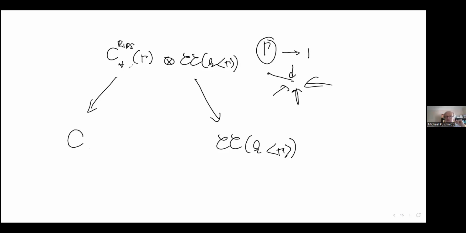But I tensor it with a free complex of free gamma modules, so it becomes equivariantly deformable onto C_* Rips of gamma. So the Rips complex is a deformation retraction of the tilting complex. These retraction deformations, everything is equivariant. So I may pass to coinvariants under the gamma action. I still have a deformation retraction here and here.